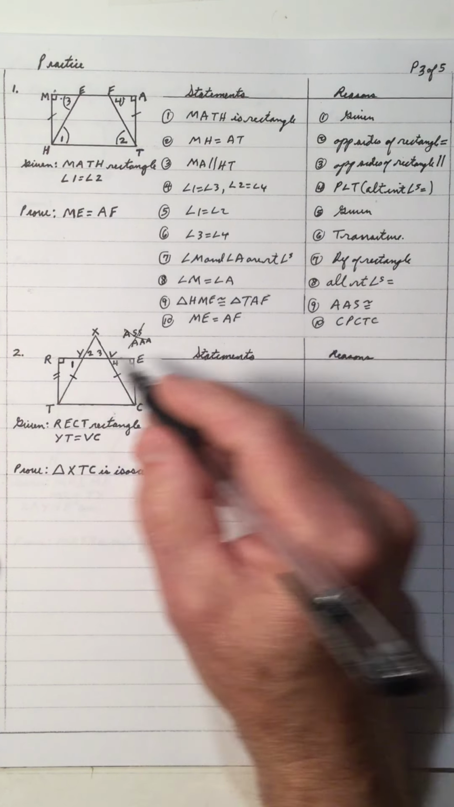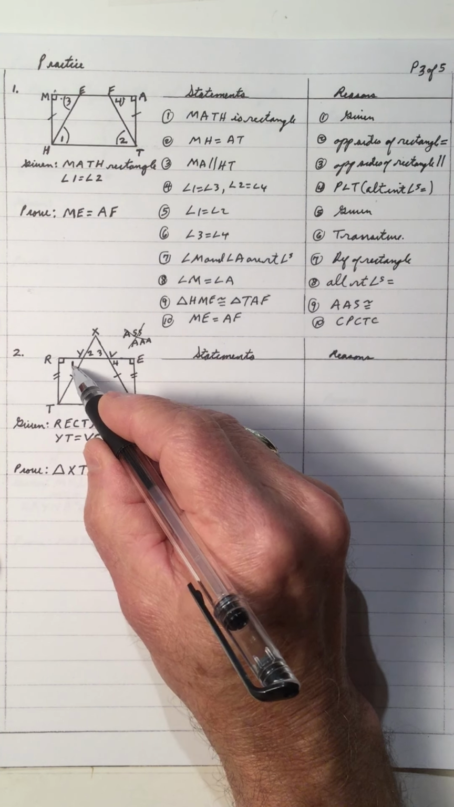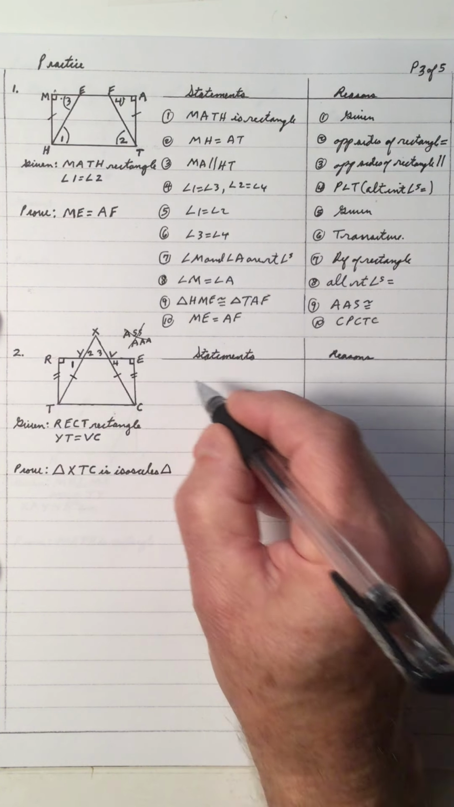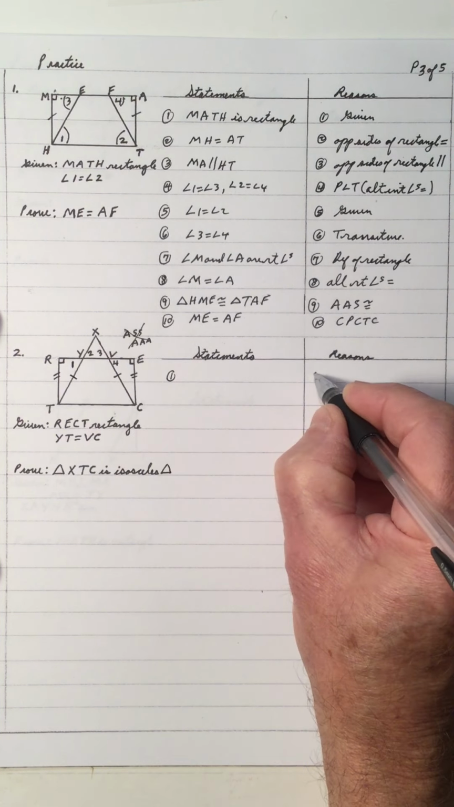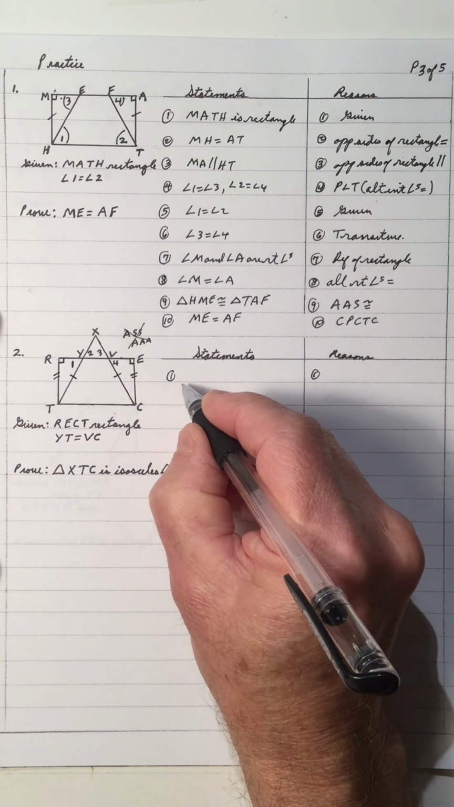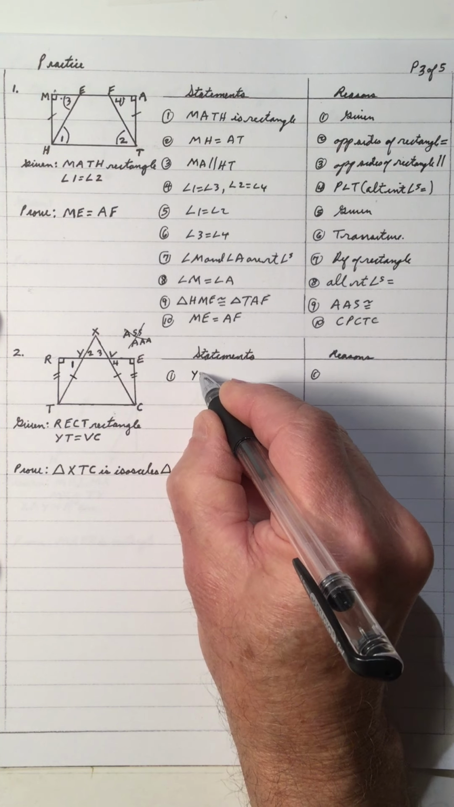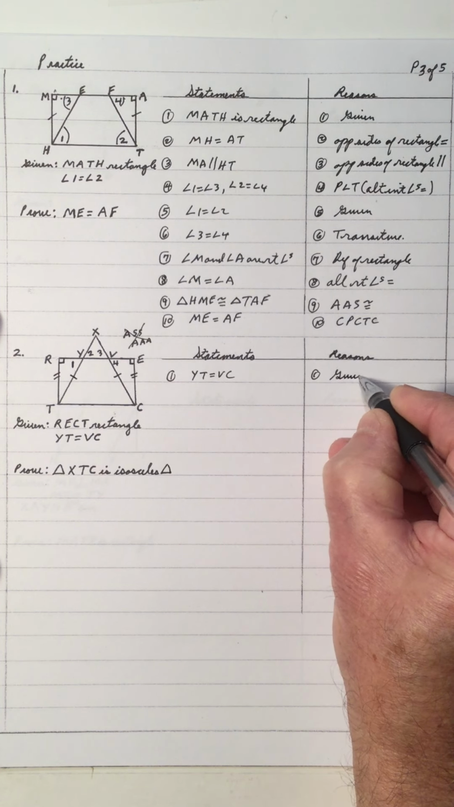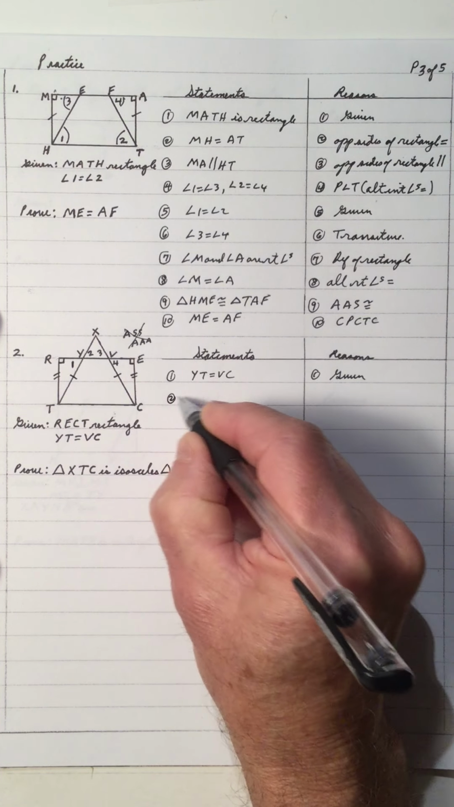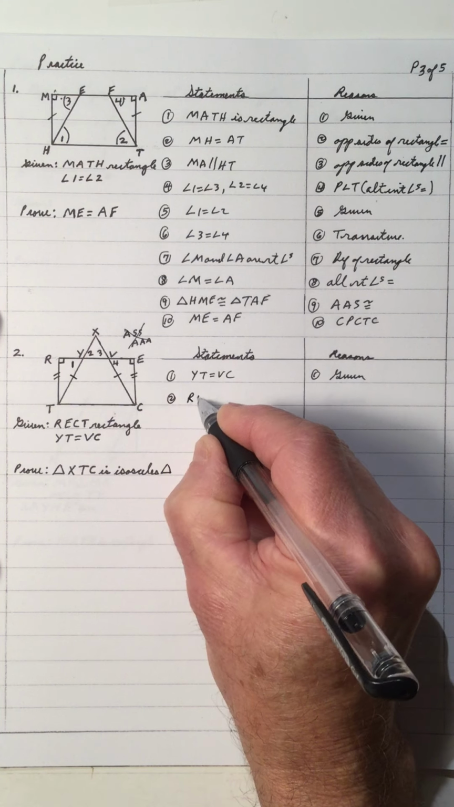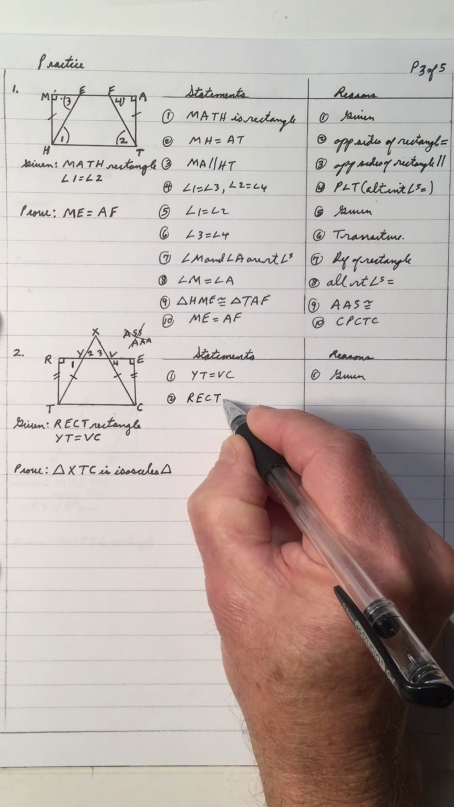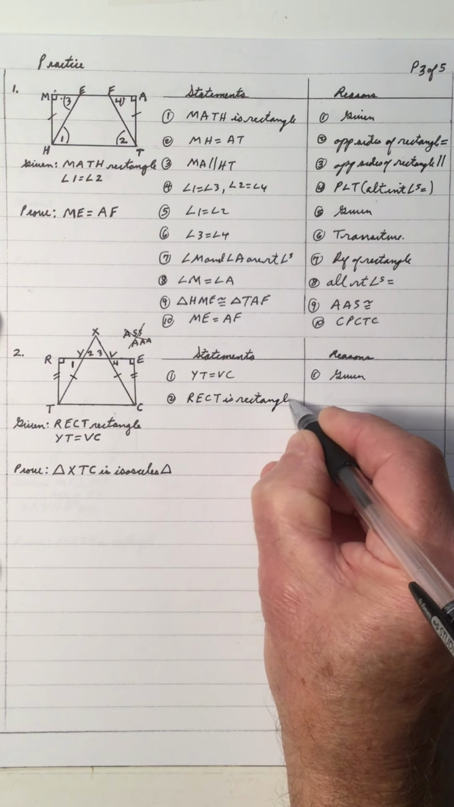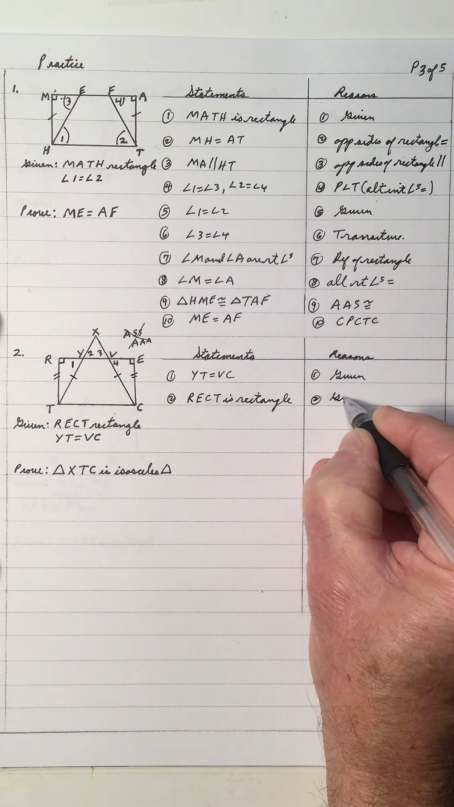So, proof done. Triangles can be congruent. Angle 1 is equal to 4, and from there we keep going. Here we go. Got the proof done. Number 1 is YT equals VC, given. I could put 2 of them in the same, but I didn't. RECT is a rectangle, given.